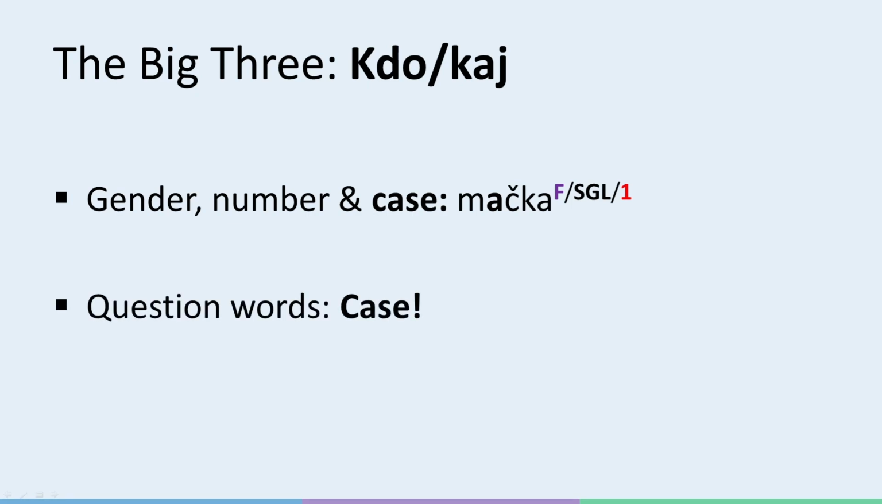Now, for the purposes of today's lesson, we can forget about gender and number. While nouns have all 3 characteristics, only case is important for question words. That means that there are 6 different versions of kdo and 6 different versions of kaj, regardless of whether the answer to that question will be, say, a feminine noun in the singular, or a neuter noun in the plural, or any of the other combinations of gender and number. Again, it's just case that matters with the question words.